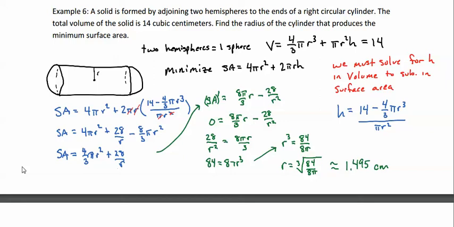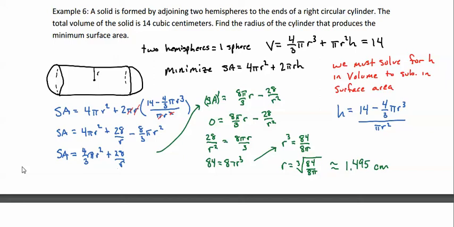And I have 84 equals 8 pi r cubed. It looks like one of the legs of my pi is missing. Get r cubed by itself: 84 over 8 pi. Take the cube root of both sides. R equals the cube root of 84 divided by 8 pi.